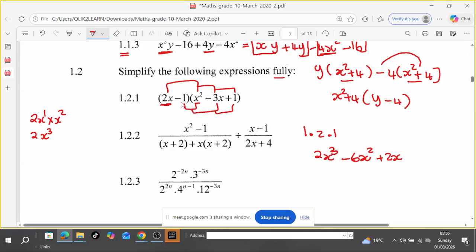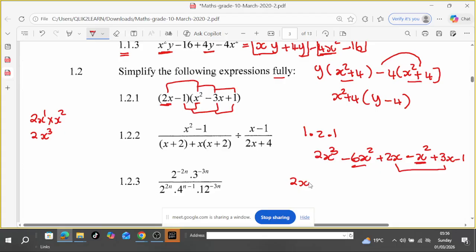Now, minus x squared: it's minus 1 times x squared, which will give us minus x squared. Minus 1 times minus 3 gives us positive 3x, and then minus 1 times positive 1 is just minus 1. We group the like terms. Look at these two. These are the like terms, and these are the like terms. We need to add them.